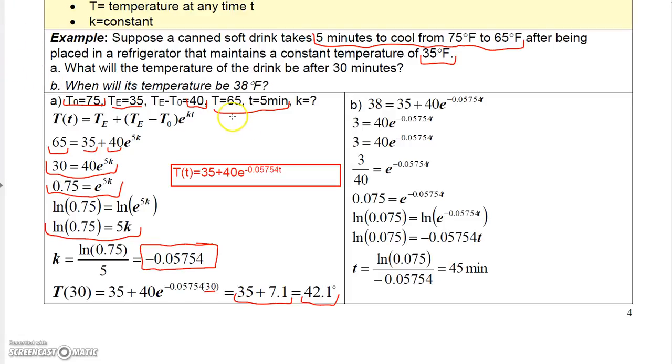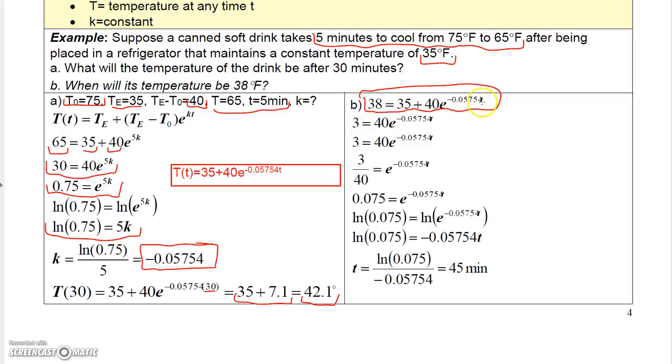Now the next one, the second question, says, when will the temperature be 38 degrees? So now I can take this same function and put in 38, the temperature that I'm looking for, and notice over here in the exponent I have a t. It's kind of hard to see, but there's a t.